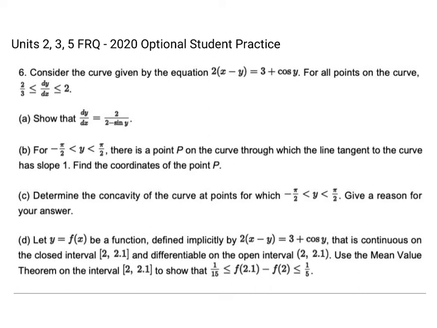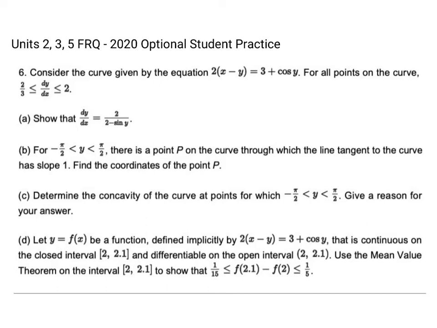Let's tackle this AP Calculus free response question that includes concepts from units 2, 3, and 5. Consider the curve given by the equation 2 times the quantity x minus y equals 3 plus cosine y. For all points on the curve, 2/3 is less than or equal to dy over dx is less than or equal to 2. So we have this implicitly defined function.